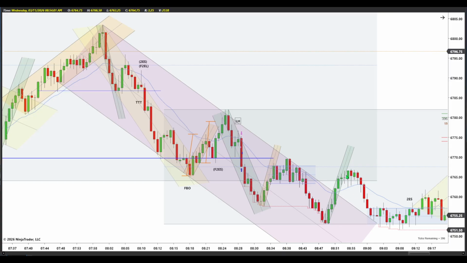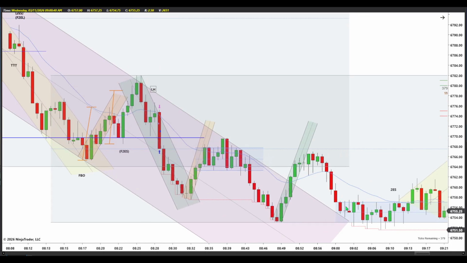Got to here, reverses, almost looks like it's trying to make it back into this bigger range, but it doesn't. It kind of fails and continues back down. There is a second entry short here, but it's not a really clean setup.